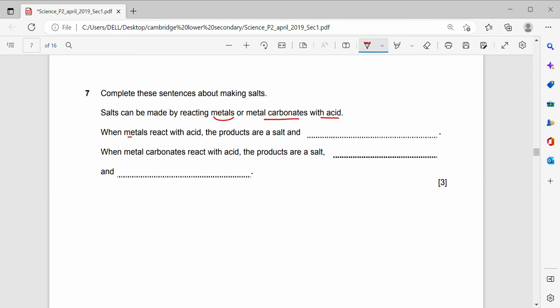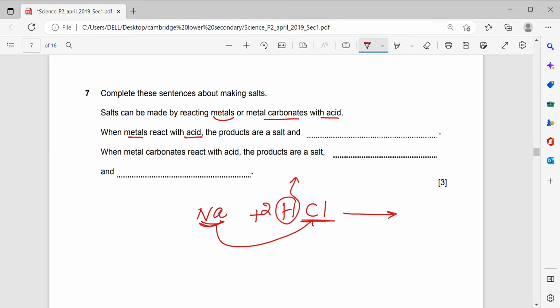أول حاجة عندي metal مع acid. For example, if I have sodium مع acid, we have hydrochloric acid. يديني إيه؟ sodium reacts with hydrochloric acid. الصوديوم تاخد الكلورايد ions، يتبقى لي ال H، يبقى عندي هنا H2، يبقى عندي الهيدروجين gas plus الصوديوم كلورايد، يبقى NaCl والهيدروجين. يبقى the products are salt and hydrogen gas. طيب when metal carbonates react with acid، ناخد example.